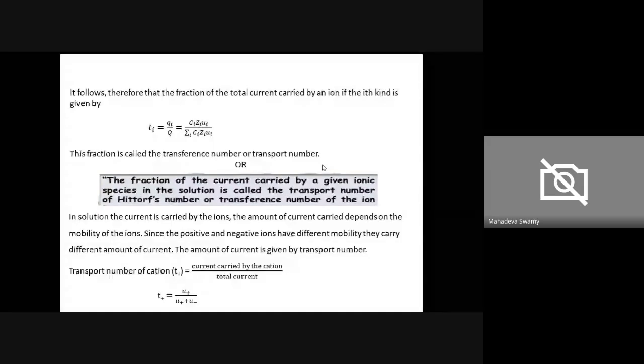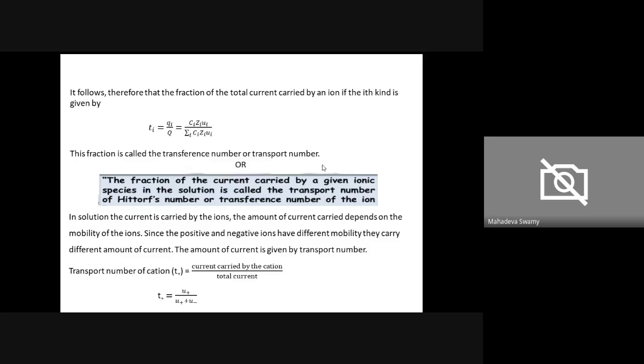So the amount of current carried is given by the transport number. How are we going to represent this transport number? The transport number of the cation is one value, related to one speed, one mobility. So the transport number of the cation, T plus, is equal to the current carried by the cation divided by the total current.